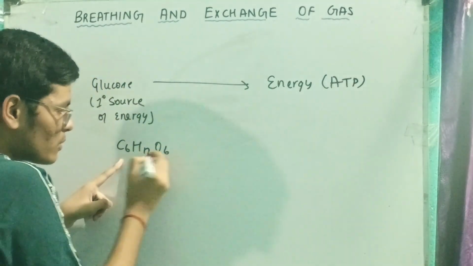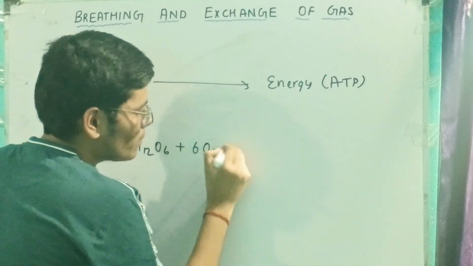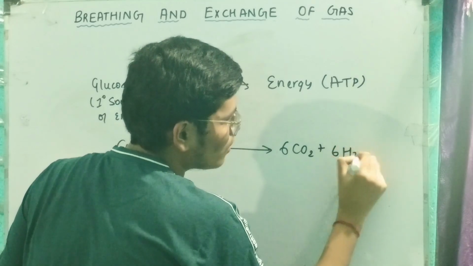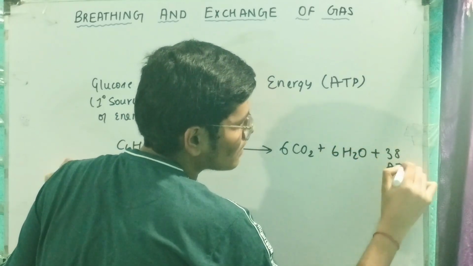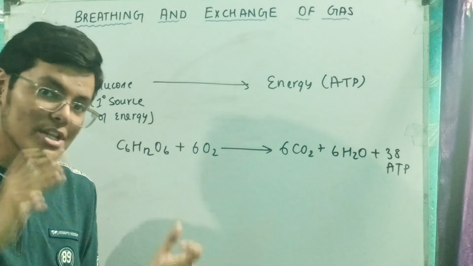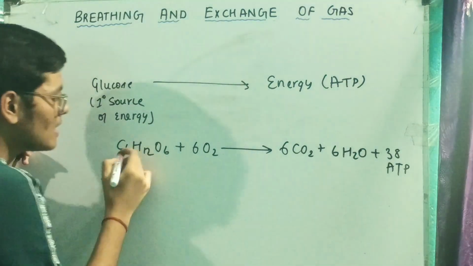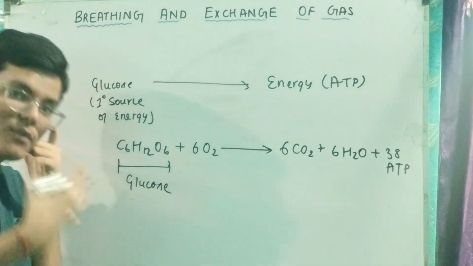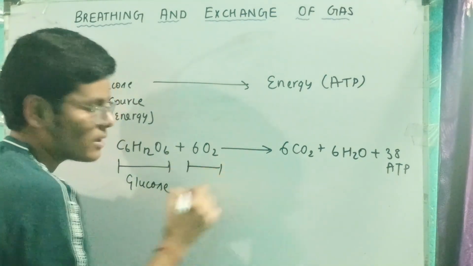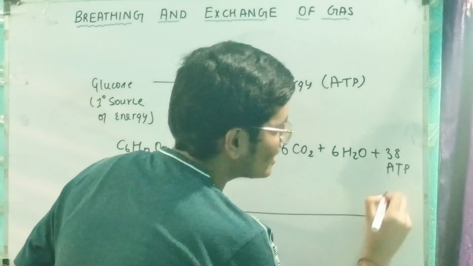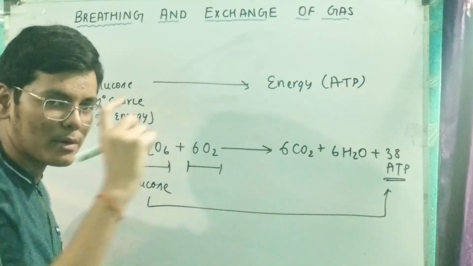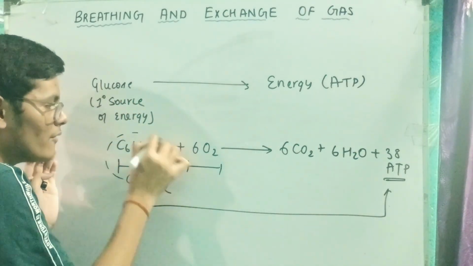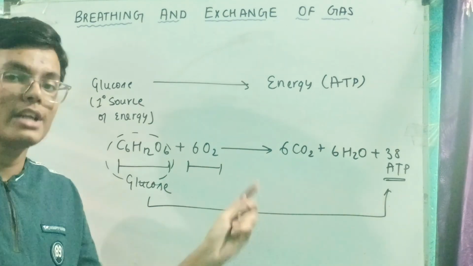Now C6H12O6 plus 6O2 gives 6CO2 plus 6H2O plus 38 ATP. This reaction comes when we learn the respiration chapter. In that we see that this is glucose. From where do we obtain this glucose? From the food that we eat. We will talk about this later. This glucose is getting converted into ATP, and these are the byproducts. We have already learnt how do we get this. We get this from the food that we eat. That was the first chapter, digestion and absorption.